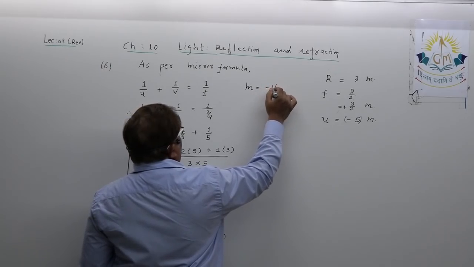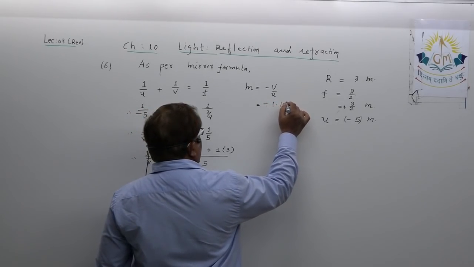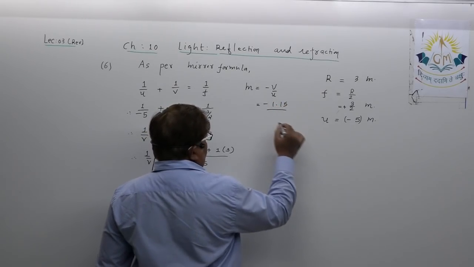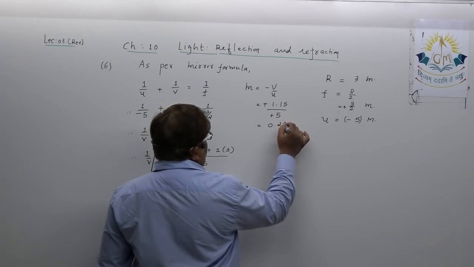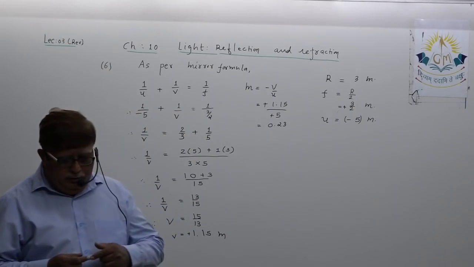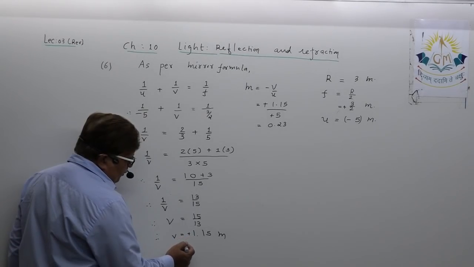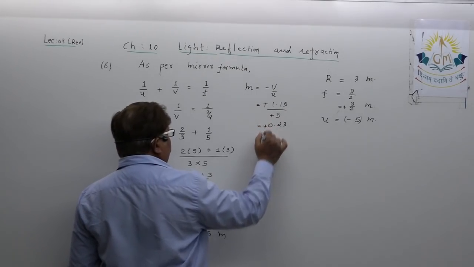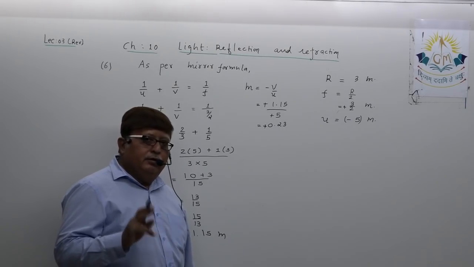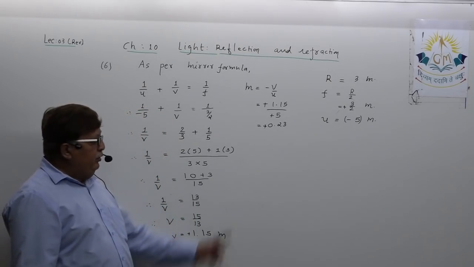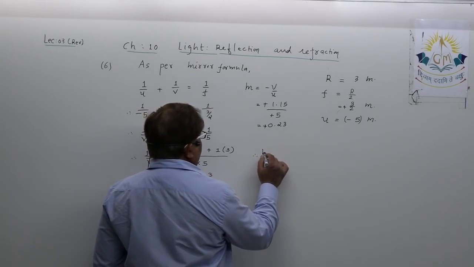M equals minus v upon u. So v is 1.15 upon u, that is minus 5, minus minus plus, if you take this way, 5 twos are 10, 5 threes are 15. Okay, it turns out to be 0.23. And as dear student, I told you, the value of v is going to conclude for you that magnification will also turn out to be positive. Remember this important data forever. Understand? V positive, M going to be positive, and h also going to be positive.